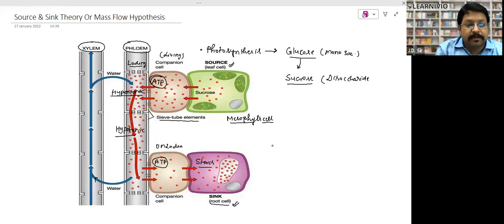So how does it take place? This mechanism or phenomenon has been explained by a theory that is called source and sink theory or mass flow hypothesis. Mass flow hypothesis is a common name, and this is also known as the source and sink theory. So that theory explains how the food needs to be transported from the leaf to the root, right? So that is called source sink theory and mass flow theory. So this theory explains the transport of organic substance.